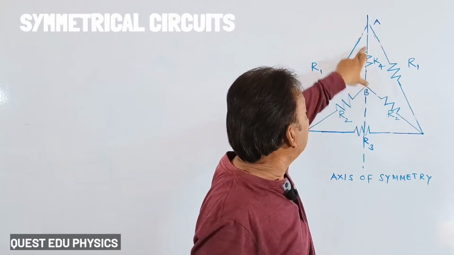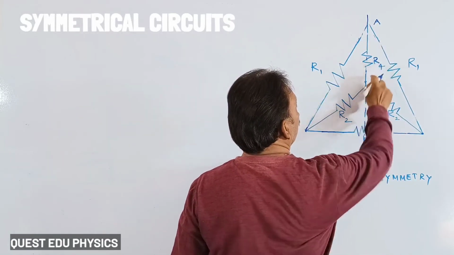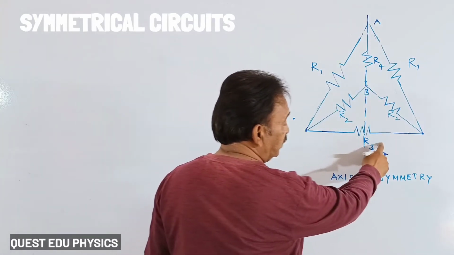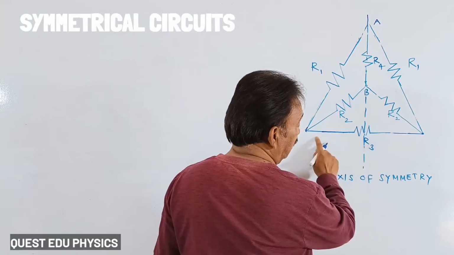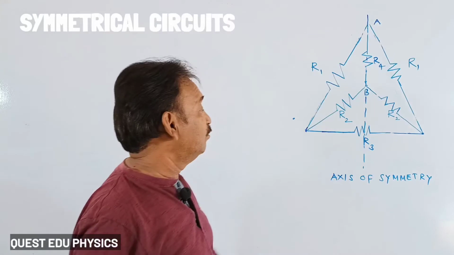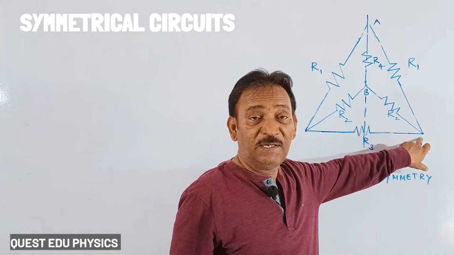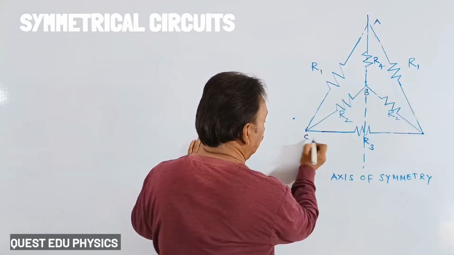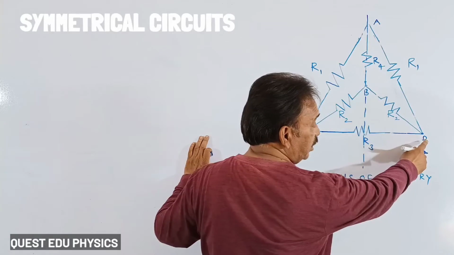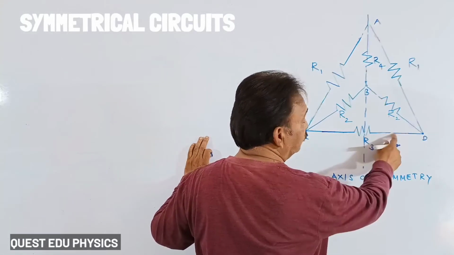Okay, students, this resistor R4 is parallel to the axis of symmetry. And this resistor R3 is perpendicular to the axis of symmetry. What does it mean? The potential at C is the same as the potential at D. Whatever potential is at C, the same potential would be at D. That means no current flows between these two.